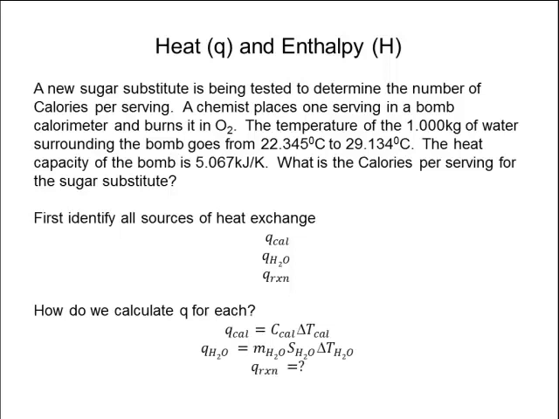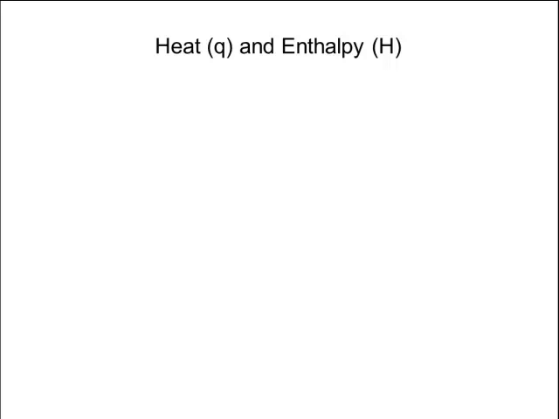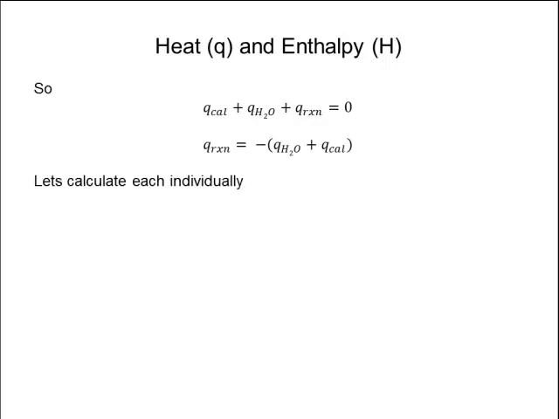And then for that Q of reaction, we've got to use that Q cal plus Q water plus Q reaction equals 0. We add up all of those possible sources of heat exchange and set them equal to 0. Solve for Q of reaction. All right, so we know the Q of reaction is a negative Q of the water plus Q of the calorimeter. So let's calculate each one of those individually.